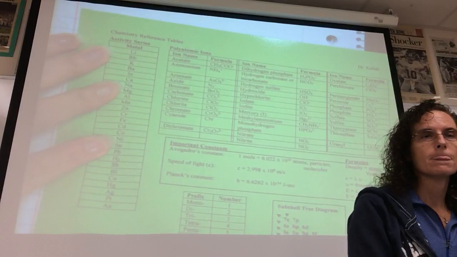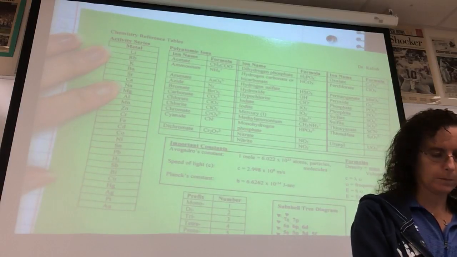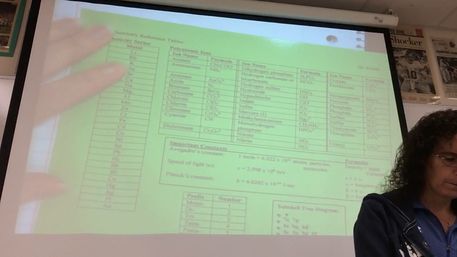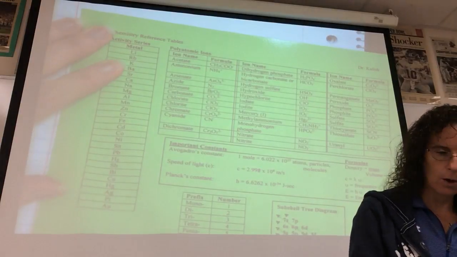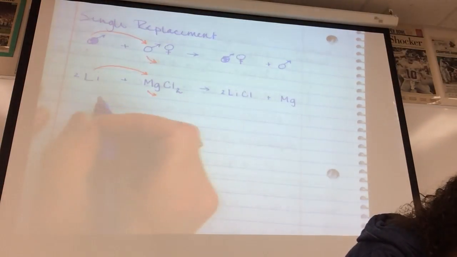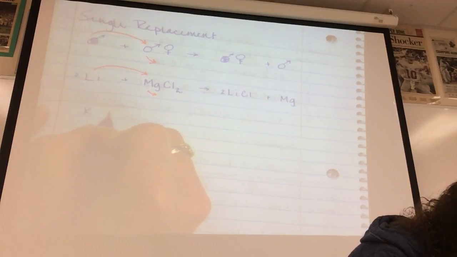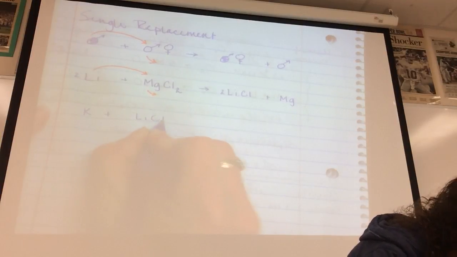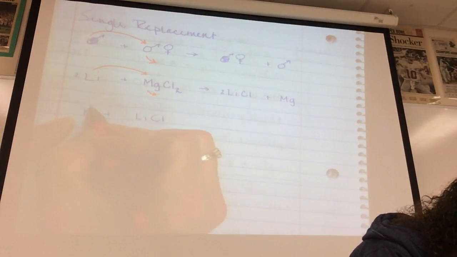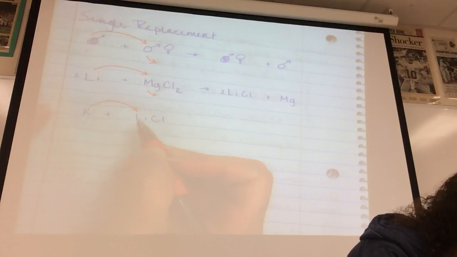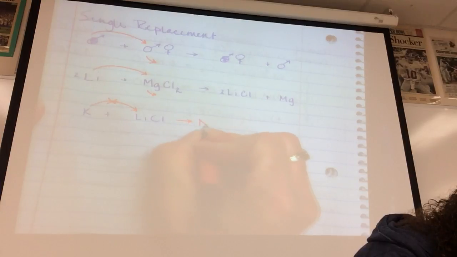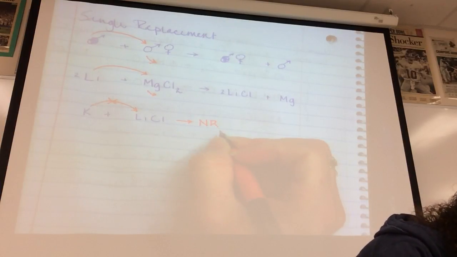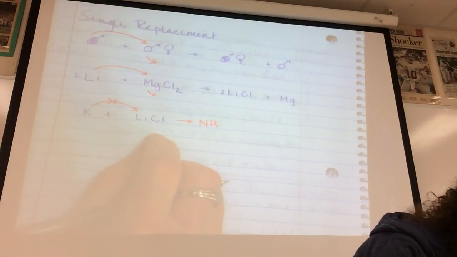What would happen if you had potassium as the single element, and then the compound was lithium chloride? Okay, so how would that work? Hang on. So if you had potassium plus lithium chloride, potassium is not more powerful than lithium, correct? So this does not happen, and we simply write NR for no reaction. That reaction doesn't occur.